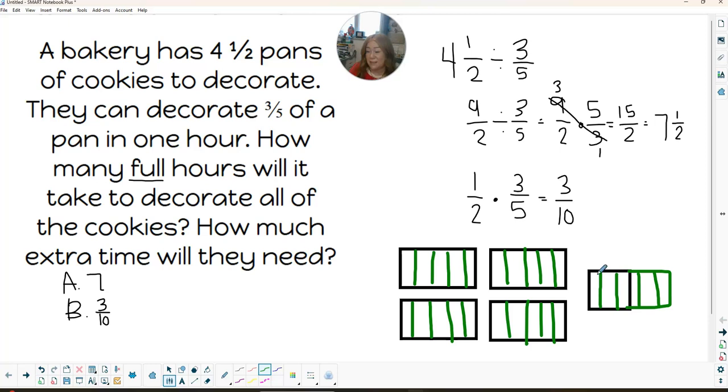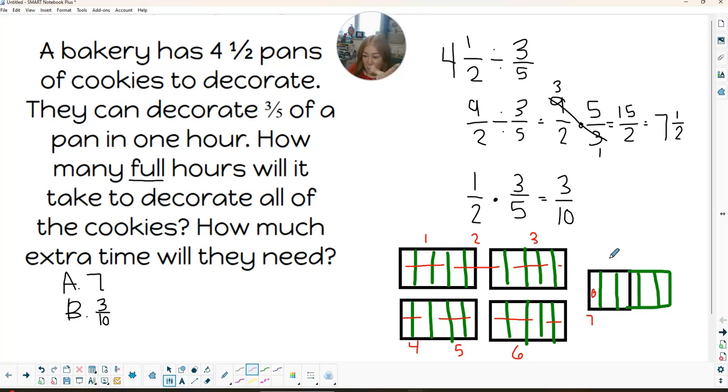So you can see, right, that's not going to take up the whole thing. That's not a whole 3/5. So we don't need that whole hour to decorate it. So here is, right, 1, 2, 3. So there's 1 hour. 1, 2, 3. There's 2 hours. 1, 2, 3. There's 3. Here's 1, 2, 3. Now we're at 4 hours. 1, 2, 3/5 is 5. 1, 2, 3 is 6. 1, 2, 3. We've got to decorate that part. 7, right? So there's our 7 full hours.